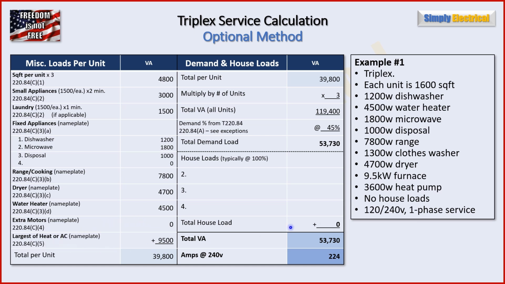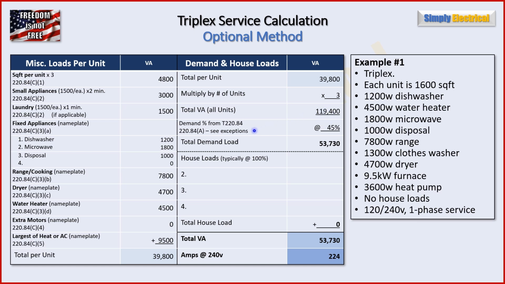Largest of our heater or AC, we've got a 3600 watt heat pump and a 9.5 kW furnace. So of course the furnace is larger. We put 9500 VA right there. We just add all these together. We get 39,800 total VA per unit. Carry that number up here. Then we multiply by the number of units, which is 3 for a triplex. We get a total of 119,400 VA.